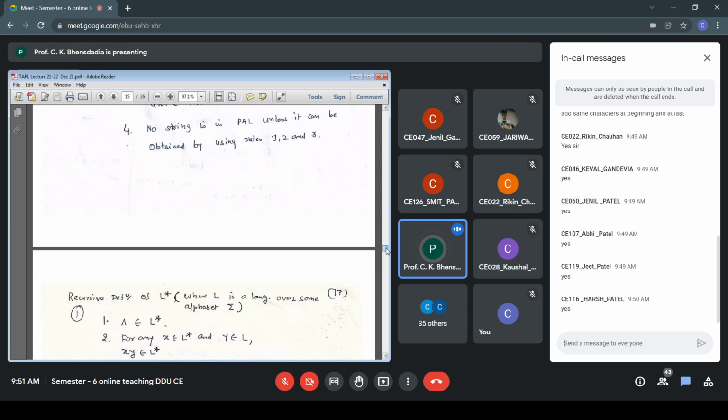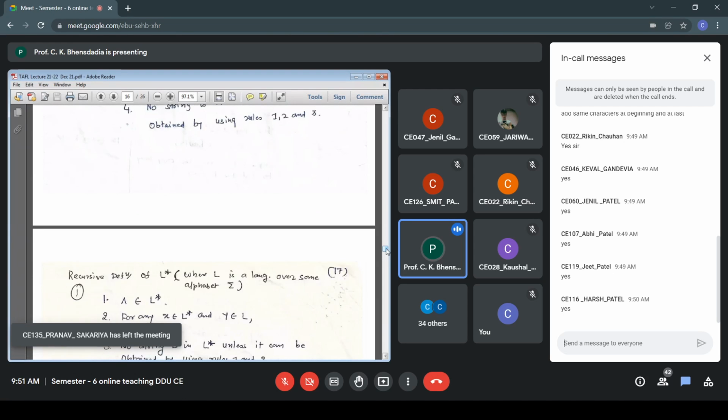In rule number 2, what do we do? Take a string x that is already in L star and take an element y of L, append y to x, and that becomes a new element in L star.